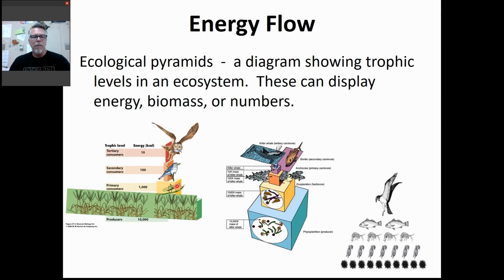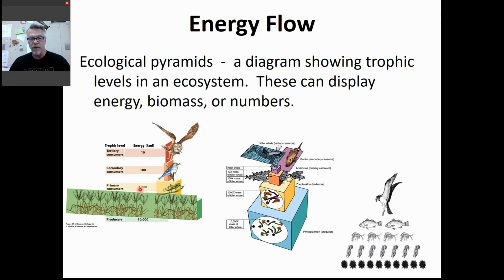And then most of the energy that this cricket consumed, most of this 1,000 units, gets used to do cricket things like jump around and make those annoying sounds in the middle of the night. But when the cricket gets eaten by a bird, about 10% of what the cricket ate is available to the bird. So the bird gets 100 energy units by consuming the cricket.